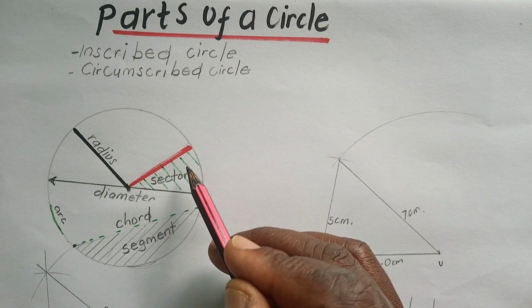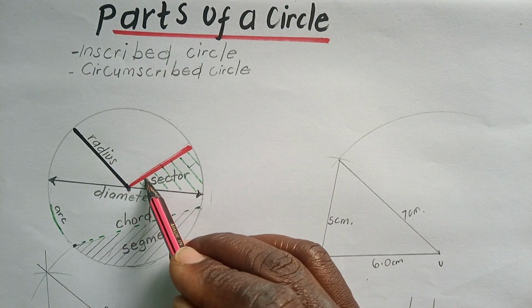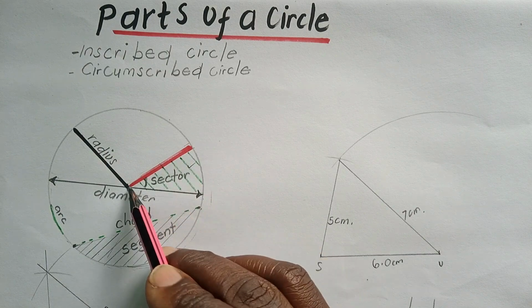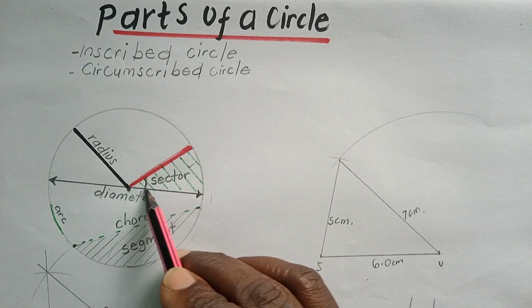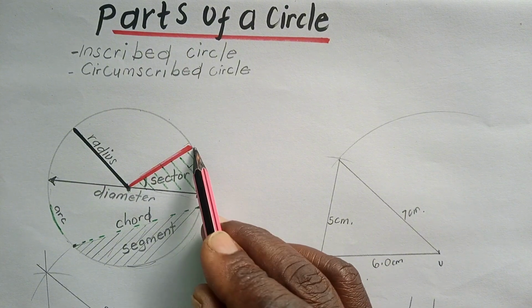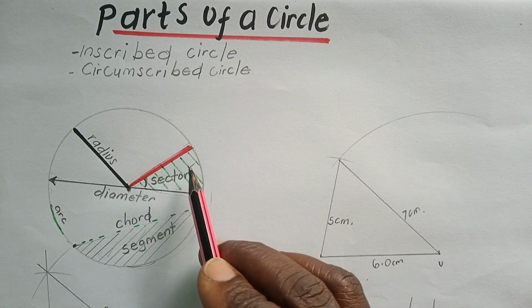How about a sector? A sector is a fraction of a circle. Now the region subtended between two radii and an arc is called a sector. So this one, this radius and this radius, enclosed by this arc, this is our sector.